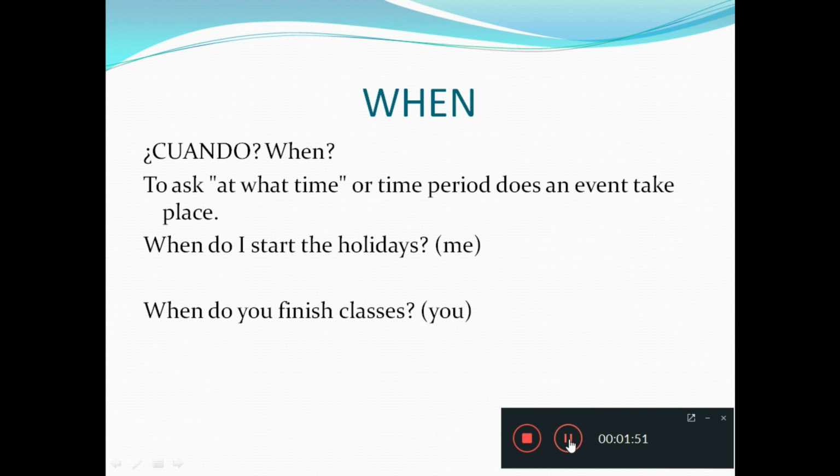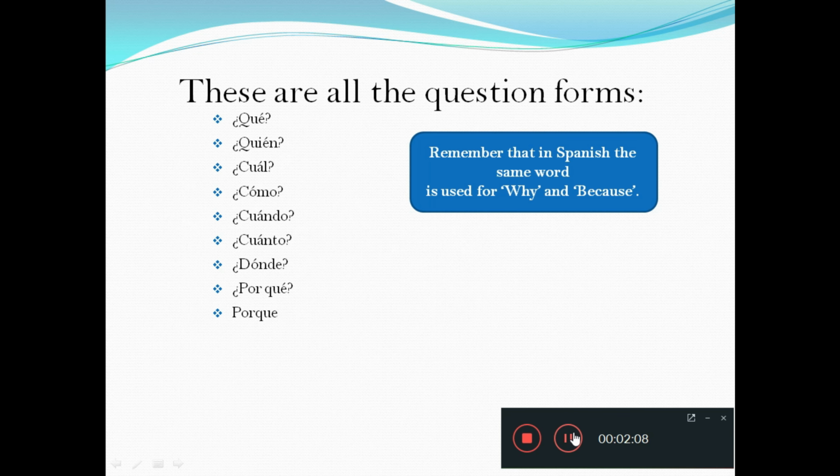When? ¿Cuándo? To ask at what time or time period an event takes place. For example, when do I start the holidays? When do they finish classes? These are all the question forms: ¿Qué, quién, cuál, cómo, cuándo, dónde, por qué y porque. Remember that in Spanish the same word is used for why and because.